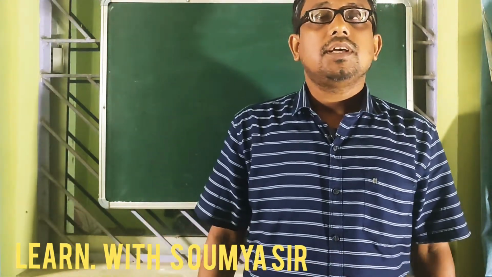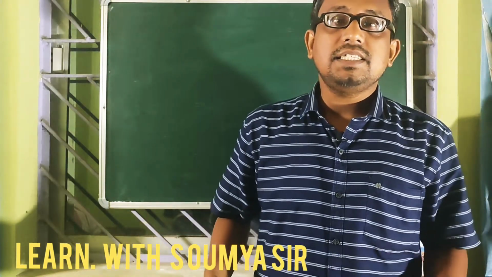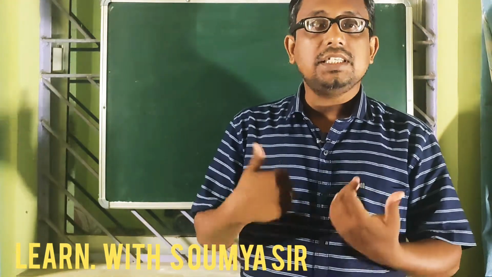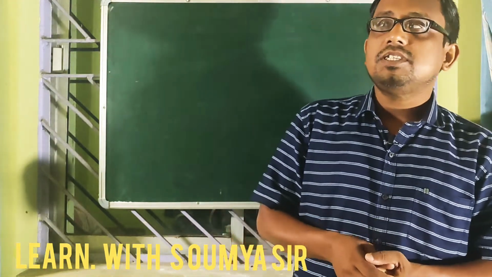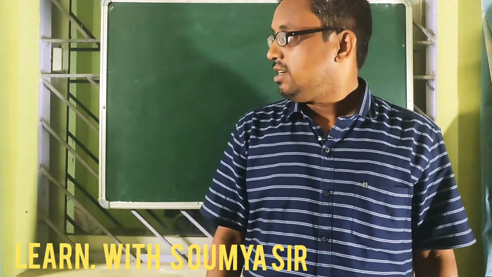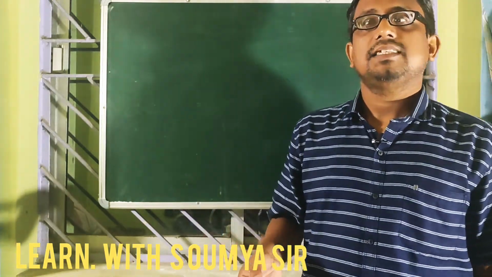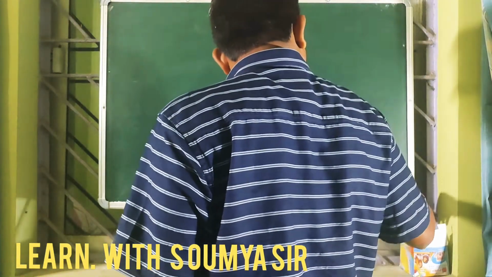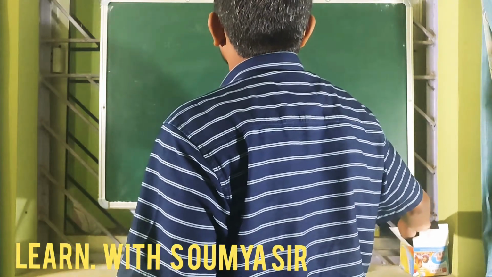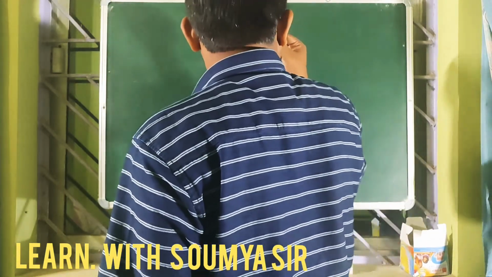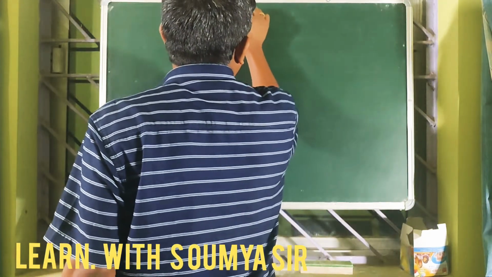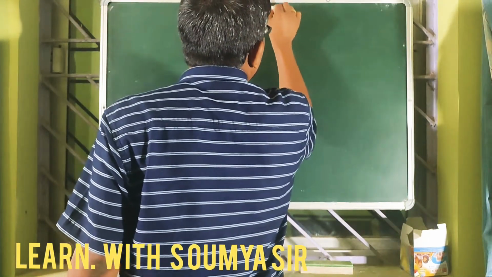Today we will see about electric energy. At the start of the chapter we read that electricity is a form of energy. Energy means it is doing some work. How much work is it doing? What is the amount of energy? What is the formula for energy? Everything we will discuss in this class. So today we will read about electric energy.